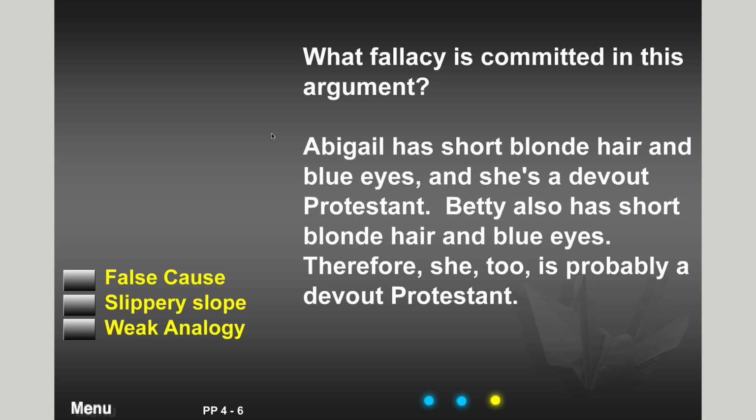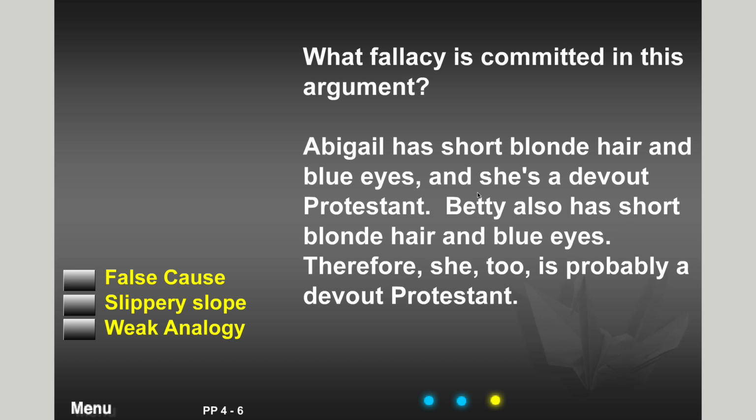Abigail has short blonde hair and blue eyes, and she's a devout Protestant. Betty also has short blonde hair and blue eyes, therefore she too is probably a devout Protestant. Okay. What's going on here? There's an analogy being made between having blonde hair and blue eyes to being Protestant. She has this, therefore she probably too is a devout Protestant. It is a weak analogy.